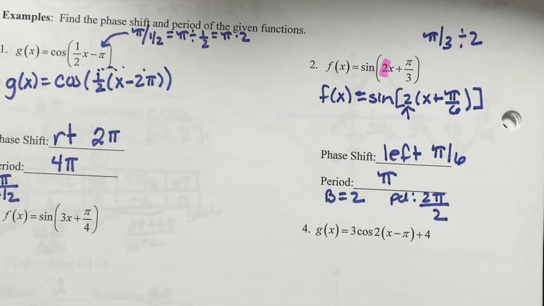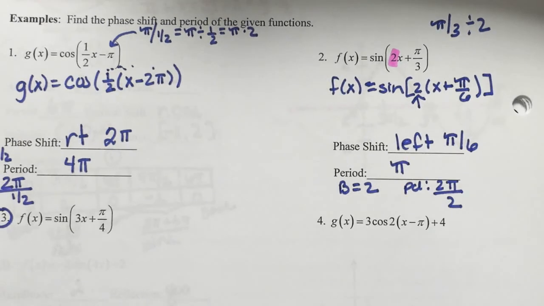Divide what by 2? Yeah, the period is always 2 pi divided by the b value, because that's the standard period for sine and cosine's parent function.